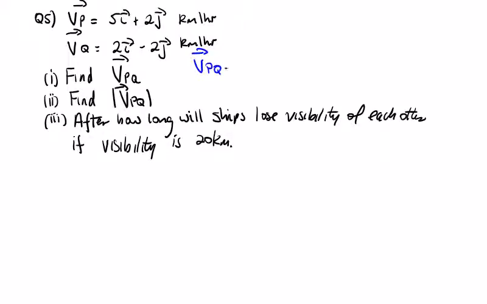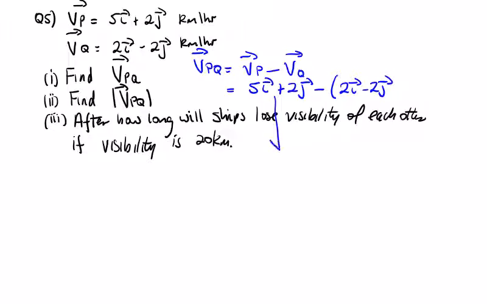So the velocity of P relative to Q is the velocity of P minus the velocity of Q, which is equal to 5i plus 2j. You can put the minus here if you want, and then put the vector itself, minus 2i minus 2j in the bracket. So coming down here, we're going to get 5i minus 2i, 3i, and 2j minus minus 2j, plus 4j, which is the velocity of P relative to Q.